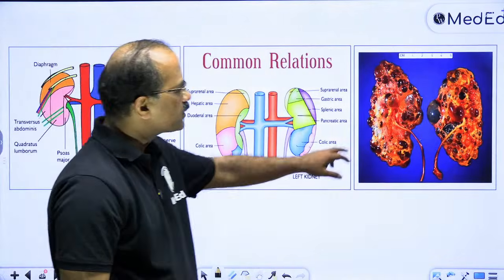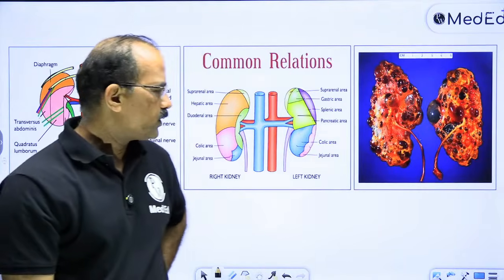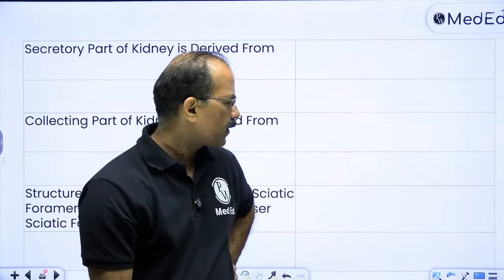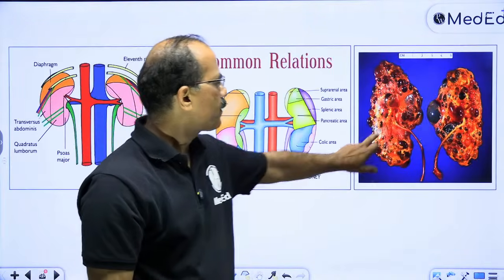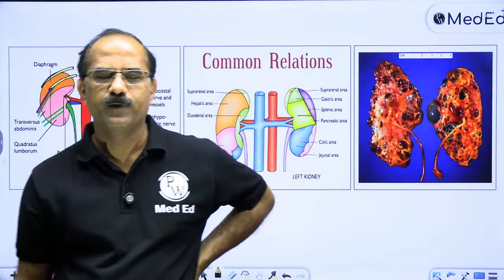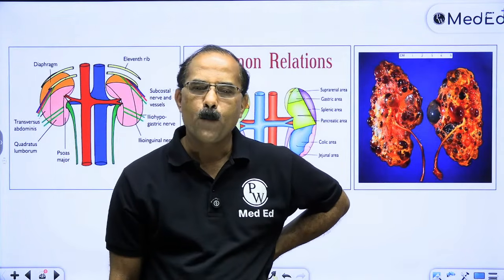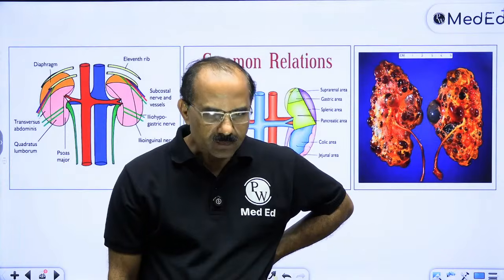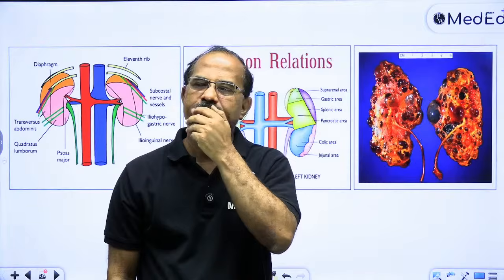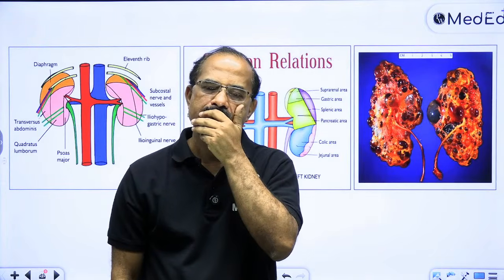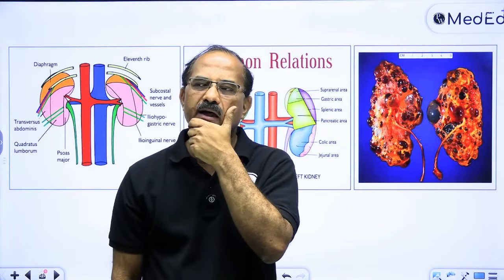Can you tell me what is this? ये क्या congenital anomaly है? What is that congenital anomaly? Any guesses? Answer this. What is that congenital anomaly?